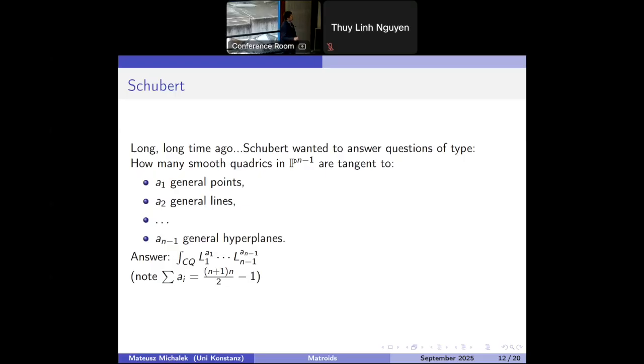So you need to take as many conditions as you have the dimension of your space of symmetric matrices, which is like n plus 1 choose 2 minus 1 for projectivization. But whenever you take that many conditions, you will get an integer, and that answers your geometric problem.